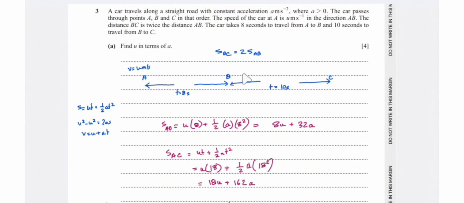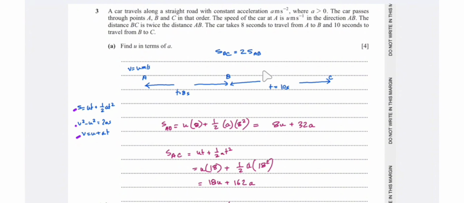Find u in terms of A. So we need to express u in terms of constant acceleration A. We know the three equations: s = ut + ½at², v² − u² = 2as, and v = u + at.